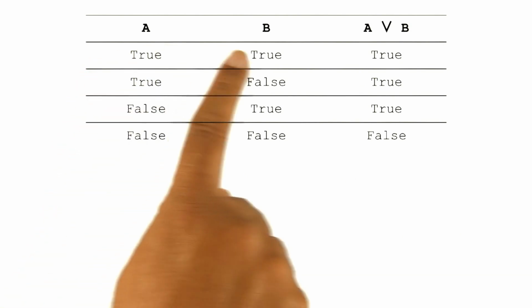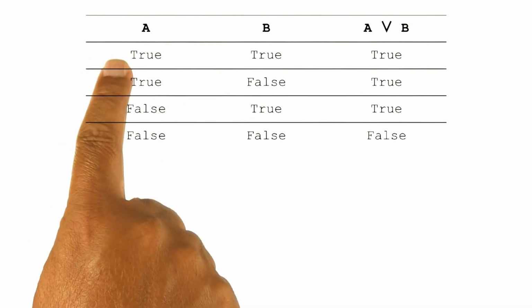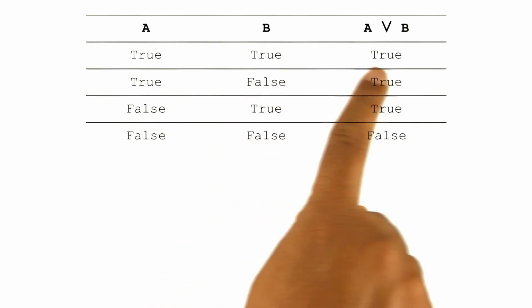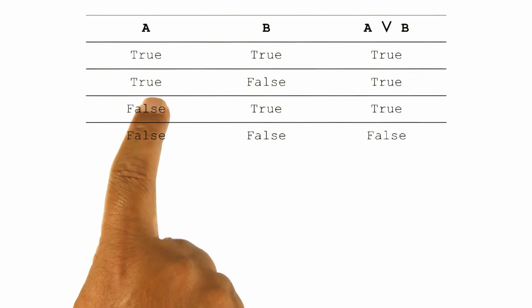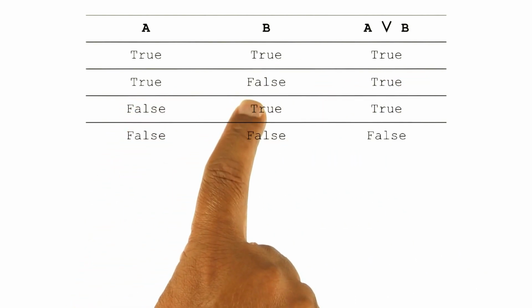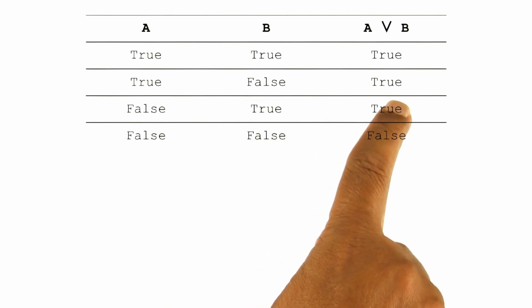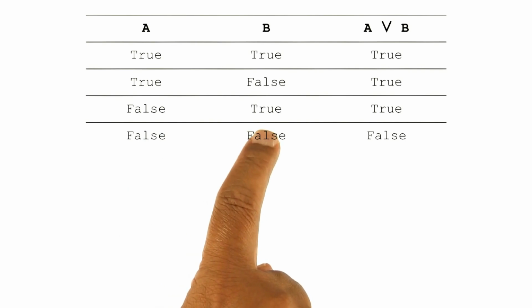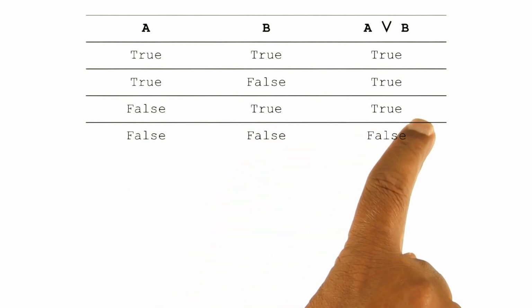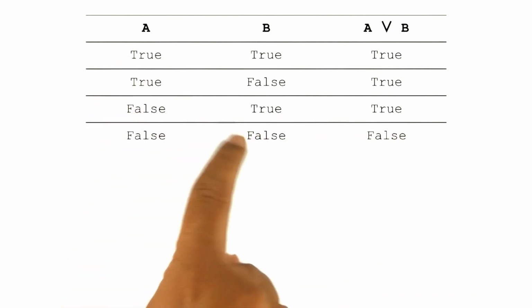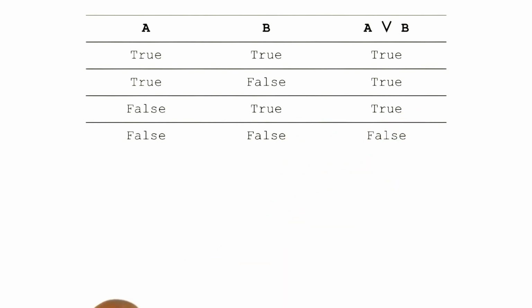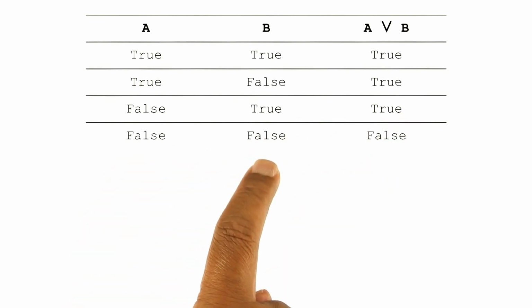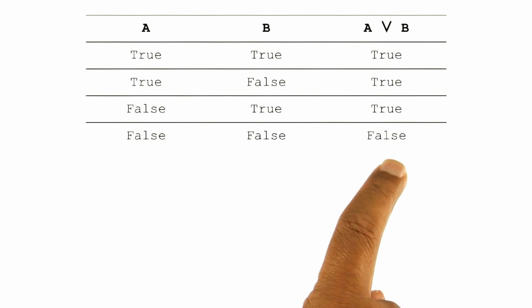If A is true and B is true, then A or B is true. If A is true and B is false, then A or B is still true because A was true. If A is false and B is true, then A or B is true because B was true. One of them being true makes this true. If A is false and B is false, then A or B is false.